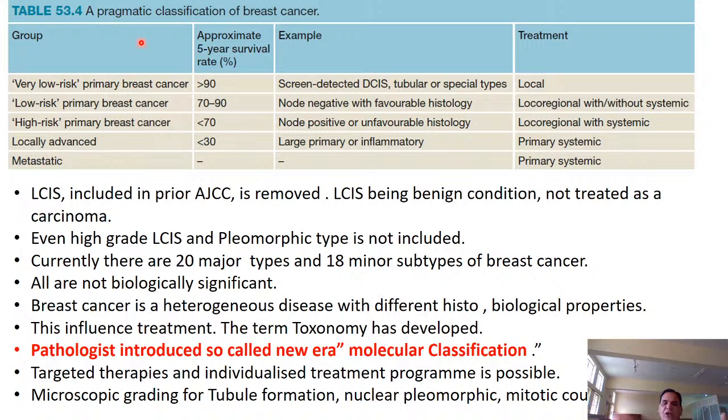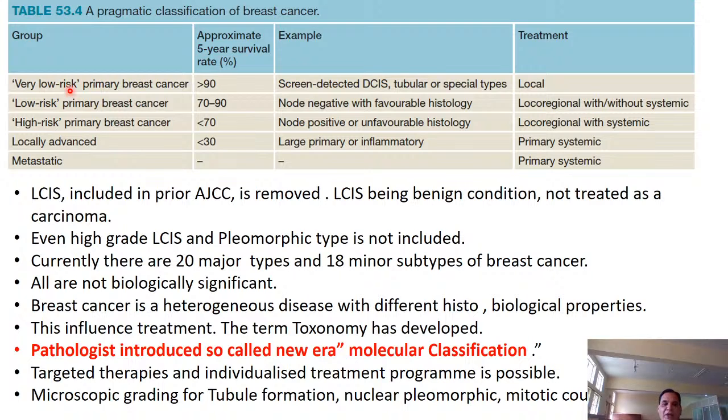If you remember, this classification is also for the management. It is called a pragmatic classification. If you remember this, you can write down the management also, what we are going to do. If this is the type of classification, what is the management? And what are the chances of survival?